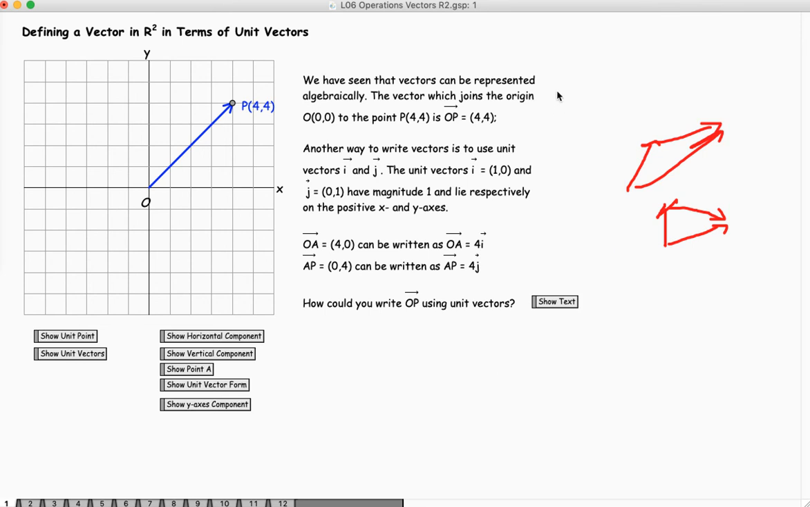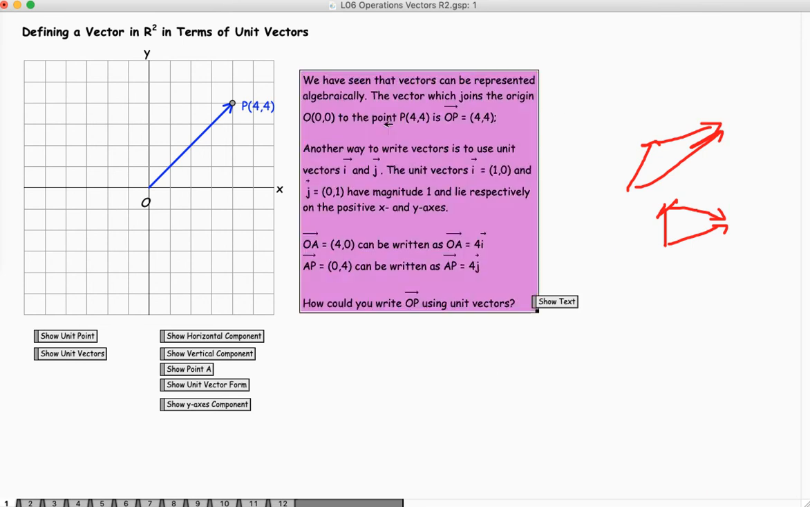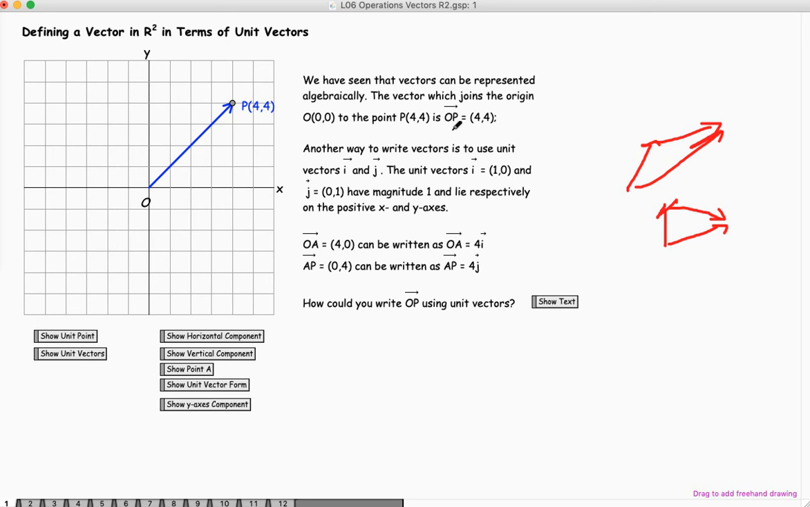All right, so what have we talked about? In the previous lesson, we talked about how OP, 4, 4, would be the vector which joins the origin. Its tail is at 0, 0, and its tip is at the point 4, 4. Another way to write vectors is to use what we call unit vector notation. Each axis has its own unit vector. The unit vector for the x-axis is vector i. The unit vector for the y-axis is vector j. And the unit vector for the z-axis, when we get to that, would be vector k.